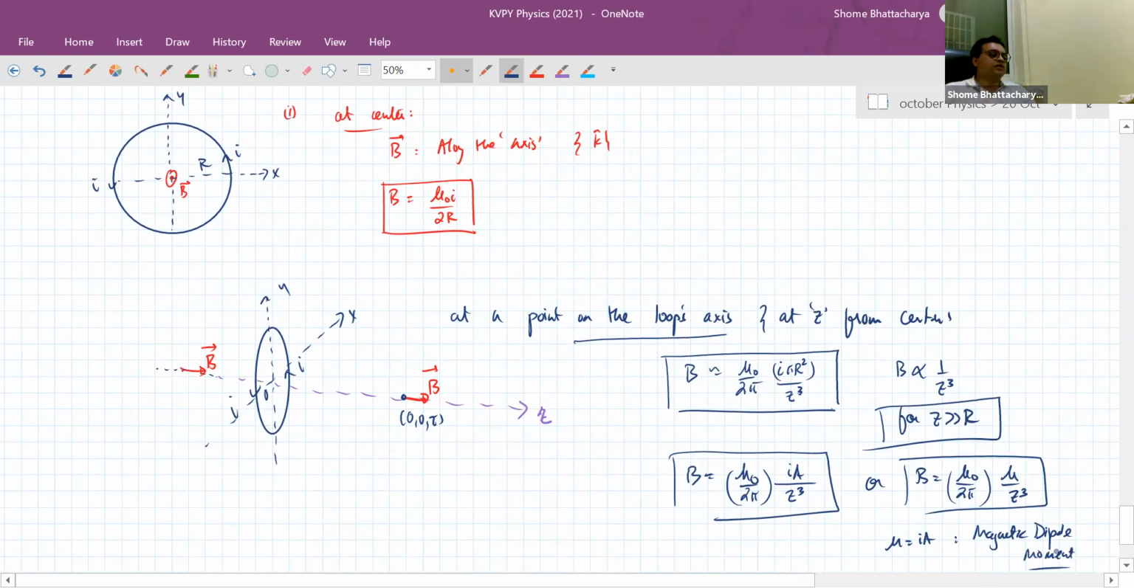So it's a property of the current carrying loop. Just like a permanent magnet, like a bar magnet, also has a property called its dipole strength or its dipole moment, a current carrying loop also has a property which determines how much magnetic field there is when you are at a distance Z on its axis. The stronger the dipole moment, the more the magnetic field. So the dipole moment, as it turns out, is the product of the current it's carrying multiplied by the area of the loop.